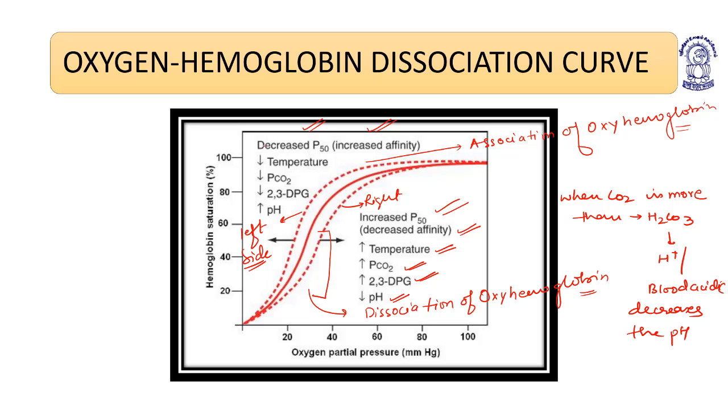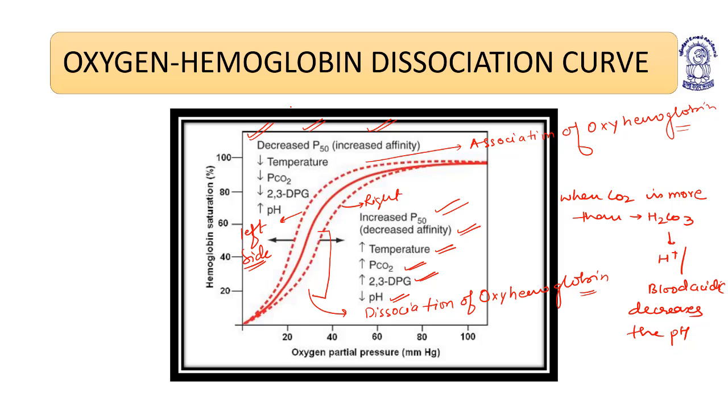Okay. The shifting to the left side of the oxyhemoglobin dissociation curve is because of conditions like decreased P50 and increased affinity. If there is decreased P50, I mean there is more affinity towards oxygen. So when temperature is less, when partial pressure of CO2 is less, when 2,3 diphosphoglycerate levels are less, and when pH is high. Okay, 2,3 DPG is 2,3 diphosphoglycerate or diphosphoglyceric acid.